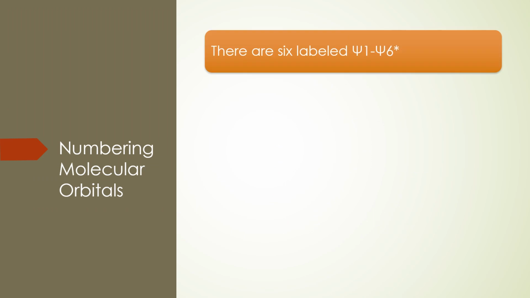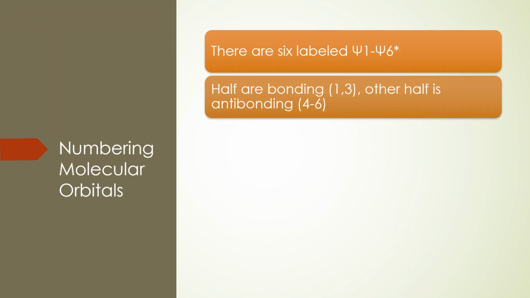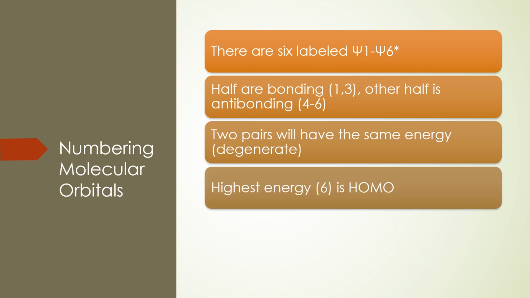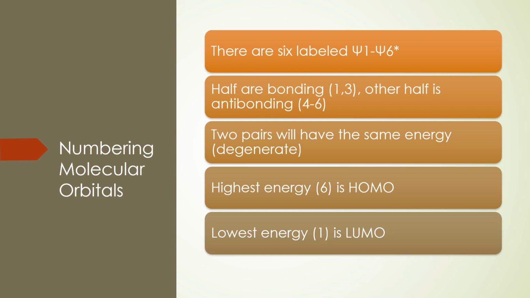There are 6 MOs labeled 1 through 6. Half of them are bonding, while the other half is antibonding. 2 pairs of the molecular orbitals will have the same energy. These are called degenerate. The highest occupied orbital is the HOMO, while the lowest unoccupied is the LUMO.